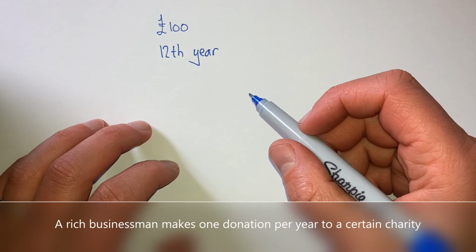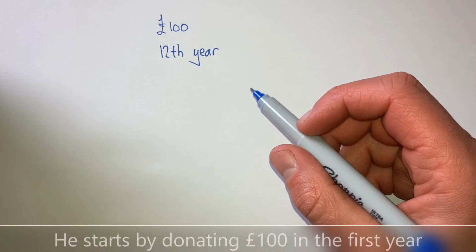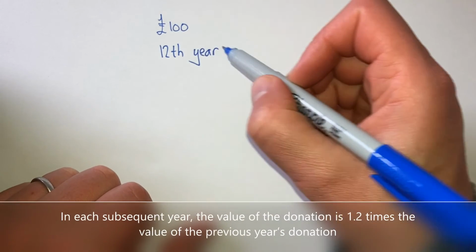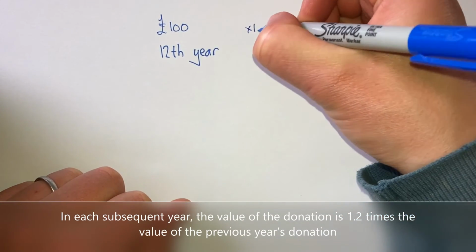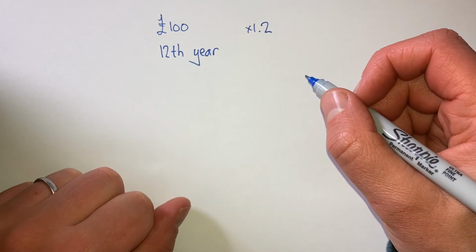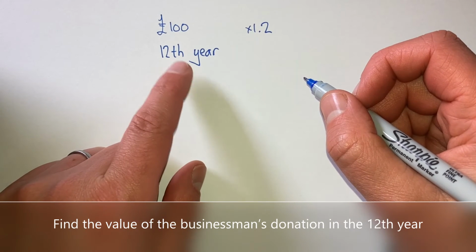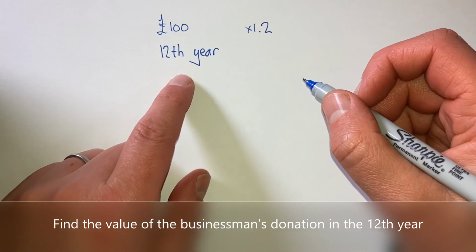A rich businessman makes one donation per year to a certain charity. He starts by donating £100 in the first year. In each subsequent year, the value of the donation is 1.2 times the value of the previous year's donation. We want to find the value of the businessman's donation in the 12th year to the nearest pound.